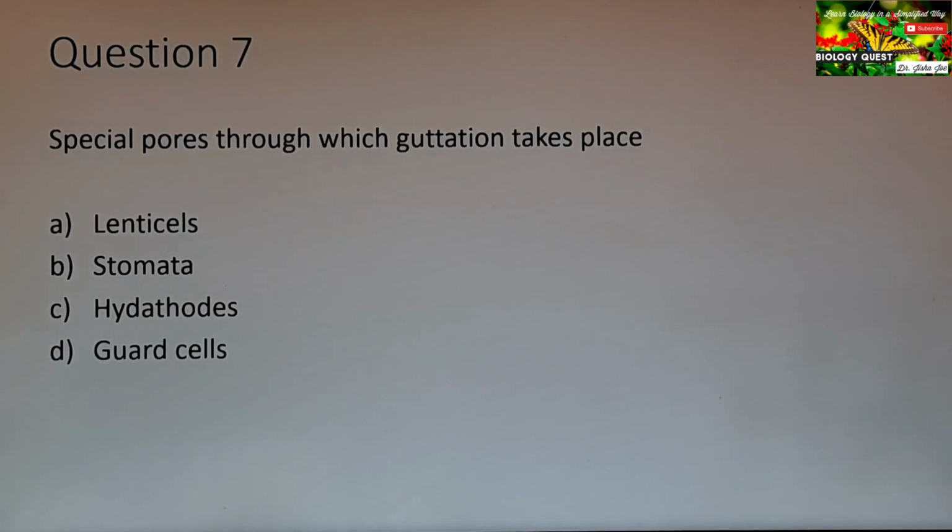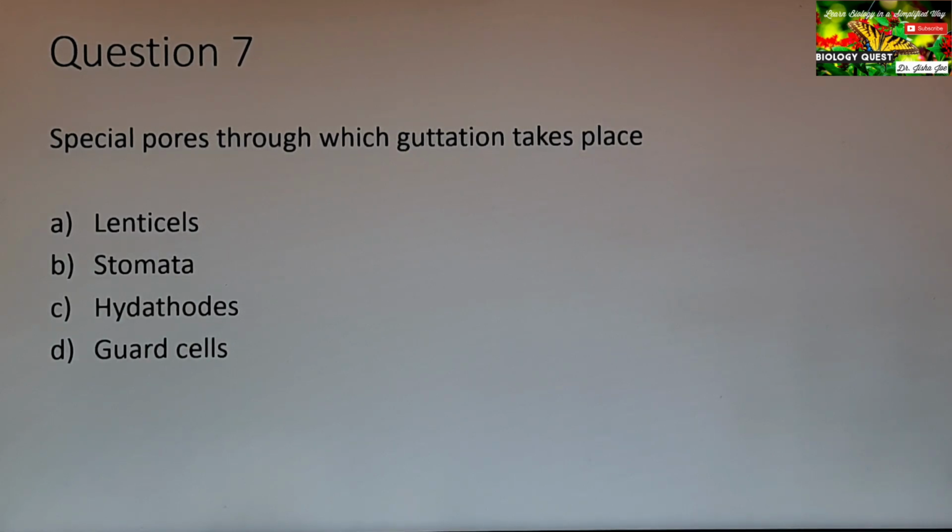Question 7. Special pores through which guttation takes place. Okay, what are those pores through which guttation takes place? Options are lenticels, stomata, hydathodes, and guard cells. So we know guttation takes place through the hydathodes.